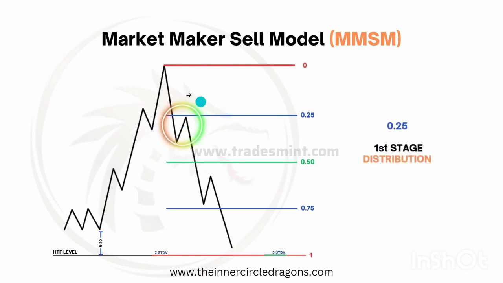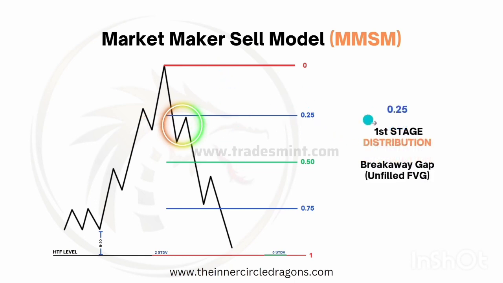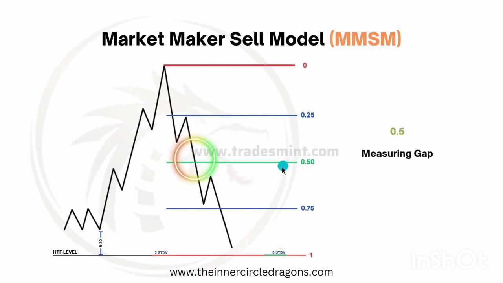The first stage of distribution is likely to occur around the first 25% of the graded range. Around this area, we are also likely to see a breakaway gap, which is an unfilled fair value gap. We will get into a lot more detail in future lessons about gaps. Again, at the 50% grade, we are likely to see our measuring gap, which will be an unfilled fair value gap at the midpoint of the range. Again, this measuring gap will give us extra confluence that our calibrated terminus was correct.